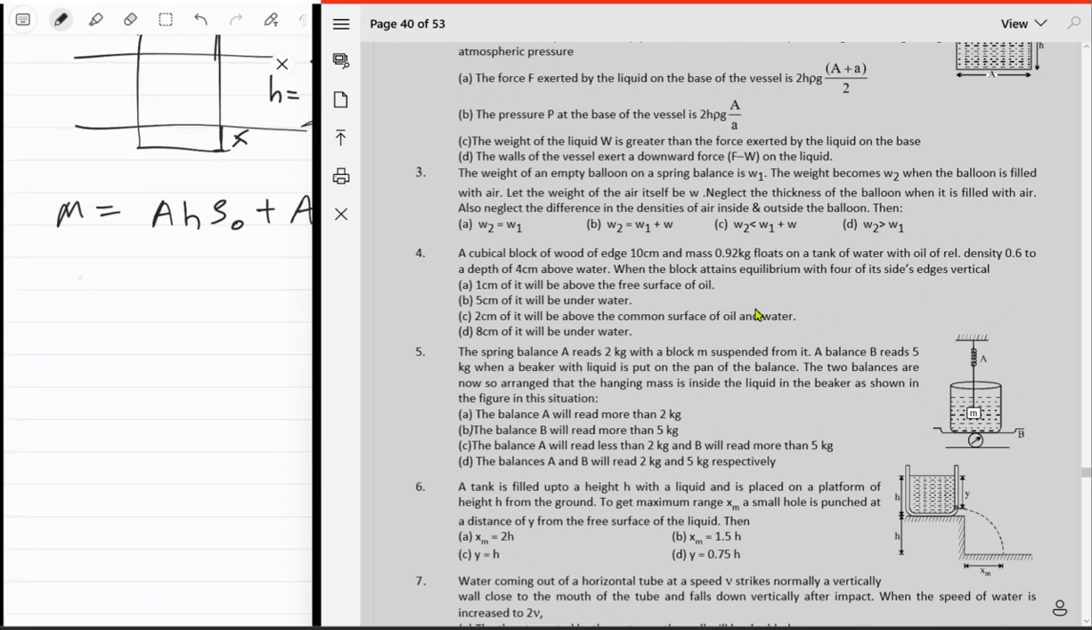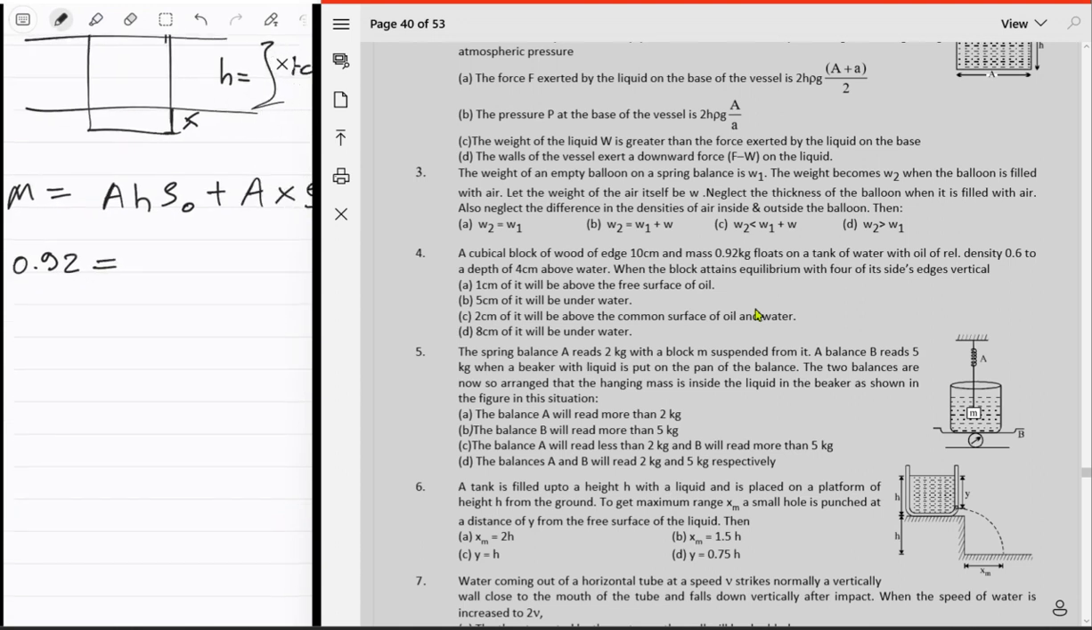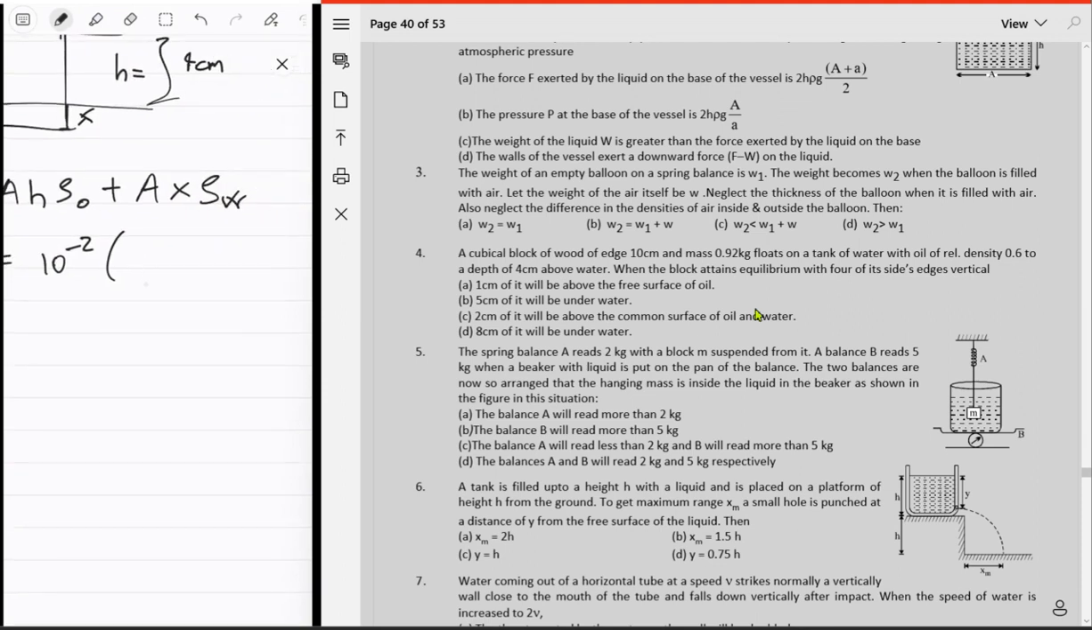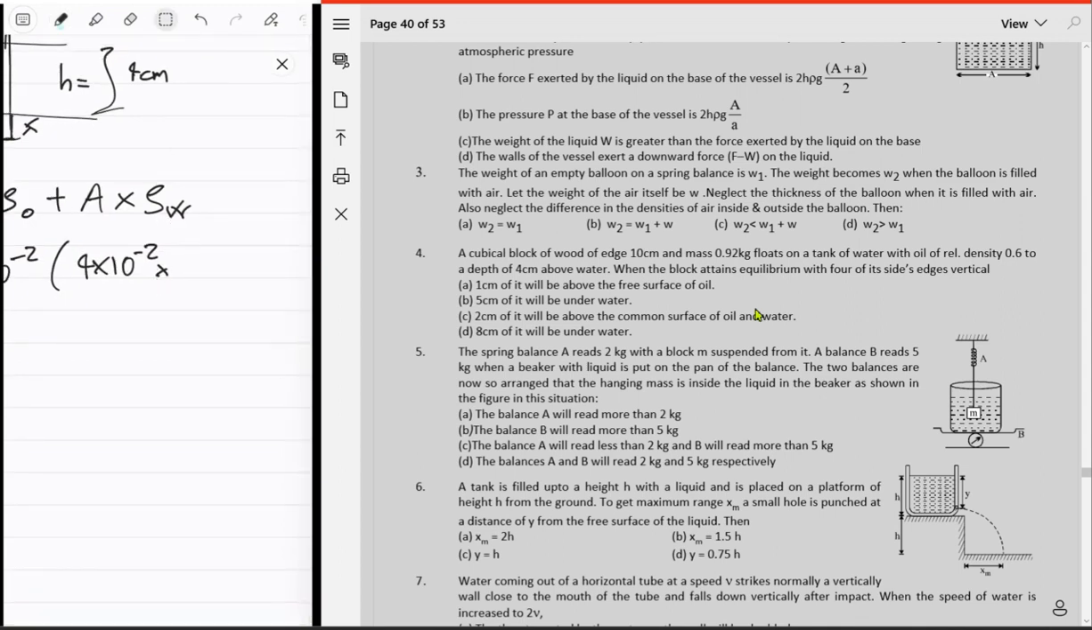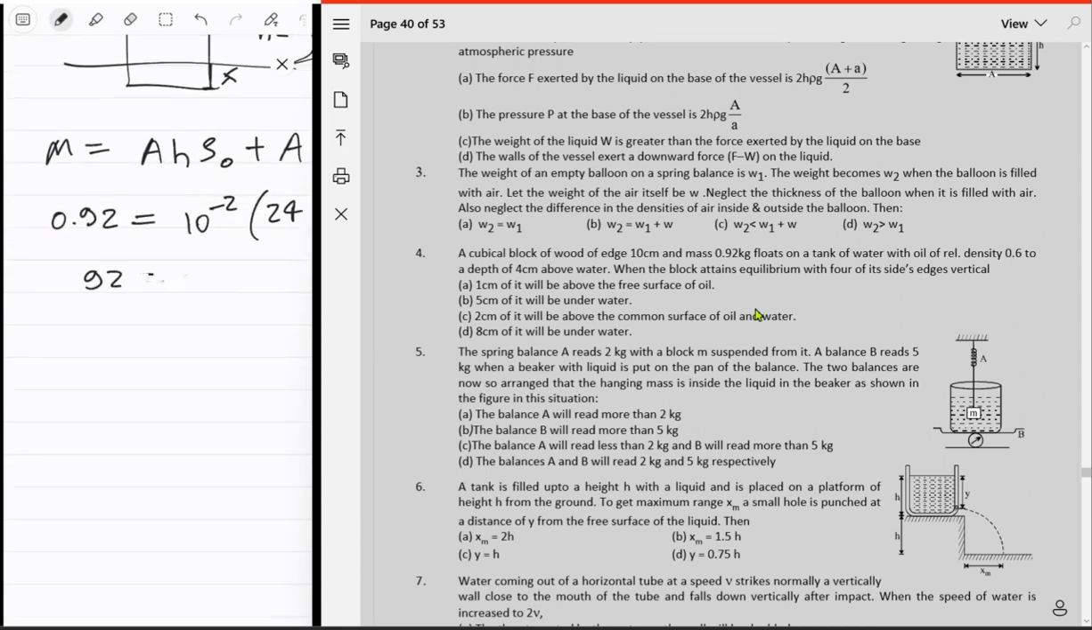Okay, let's do it. The mass is just 0.92. Our area is 10 to the power negative 2. Our h is 4 centimeters, so 4 times 10 to the power negative 2, times the density of oil, which is 0.6 times 10 power 3. So 6 times 4 is 24, that's the thing. Plus x times rho w, so 10 power 3 x. Which means 92 is equal to 24 plus 10 power 3 x.